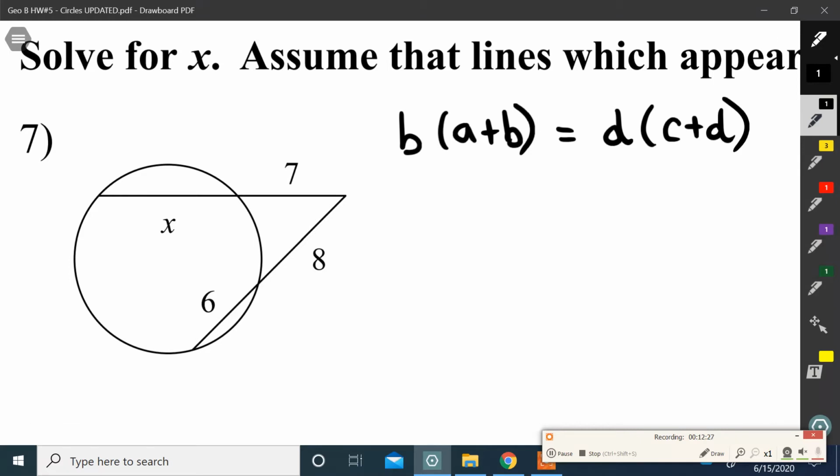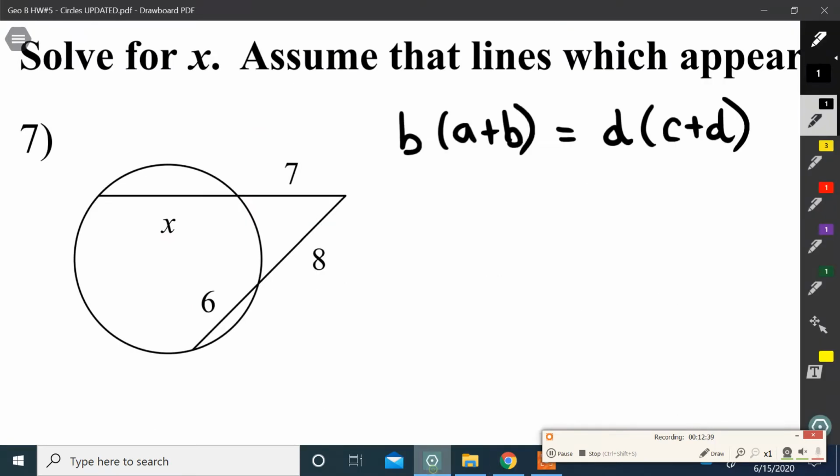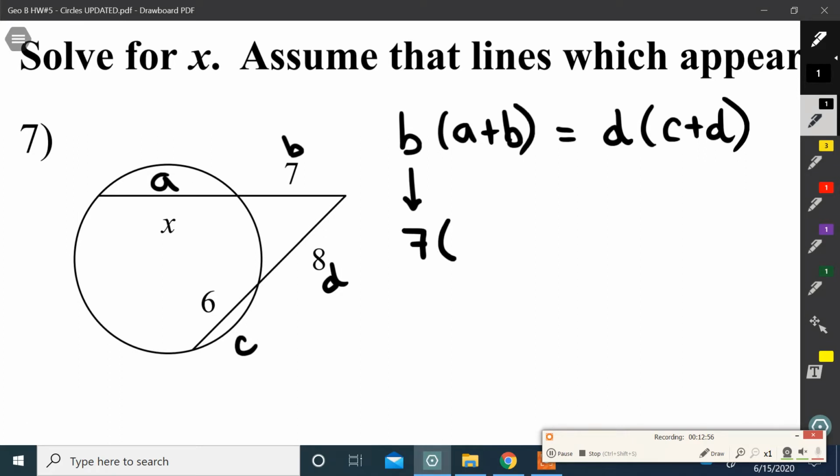All right, so what is it that we have here? First, identify what you have. So if you go back to the formula, A is with B and C is with D. So A, B, C, and D. Okay, that is your formula. The B in this case is 7. The A in this case will be X.